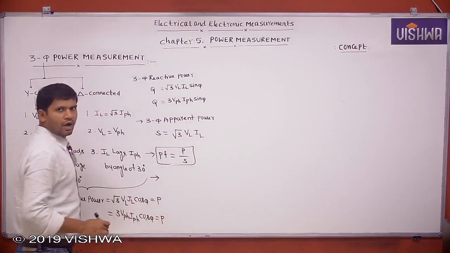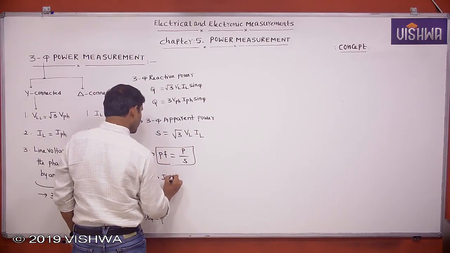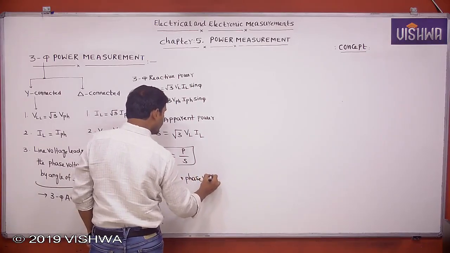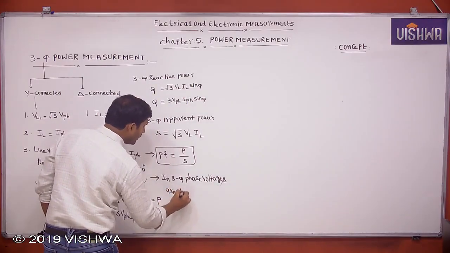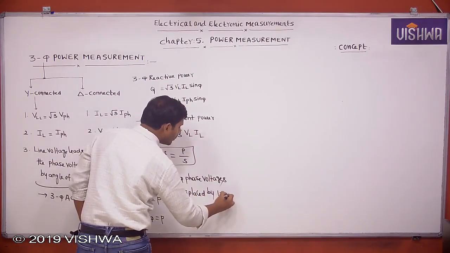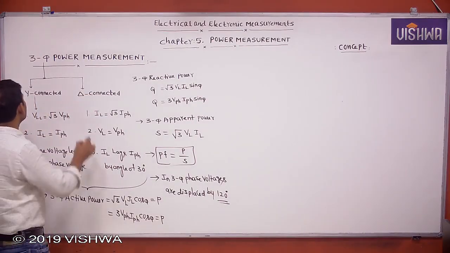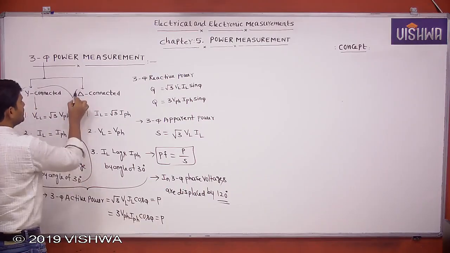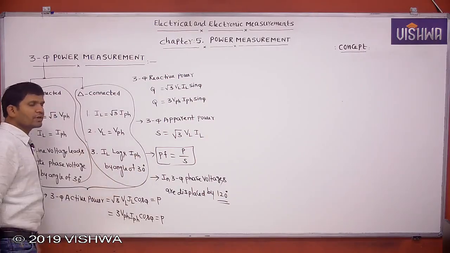We know that in three phase, all the phase voltages and line voltages are displaced by 120 degrees. This minimum knowledge you know. These are the relations in star connection, and these are the relations in delta connection, which you studied in three phase systems in circuit theory or network theory.